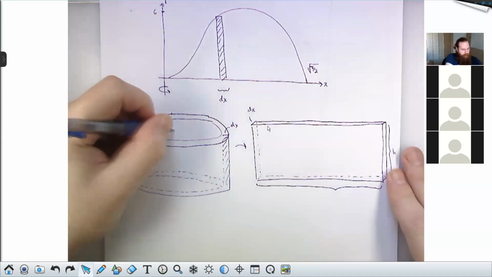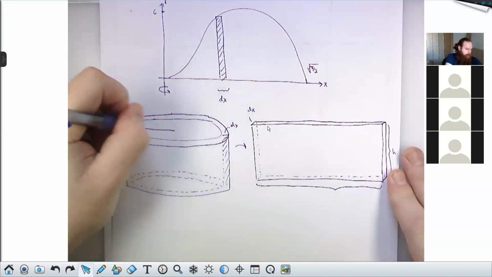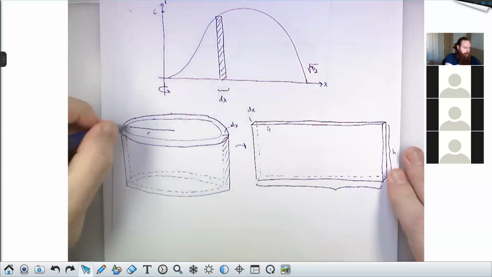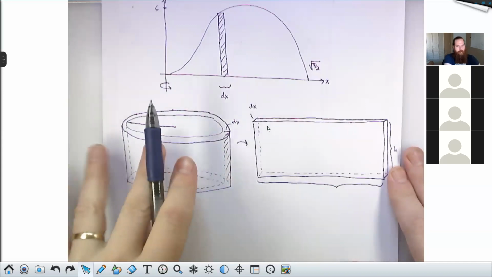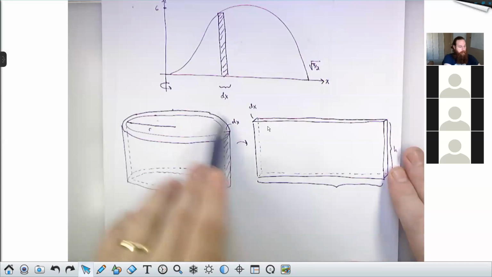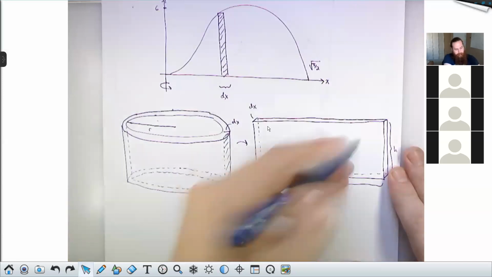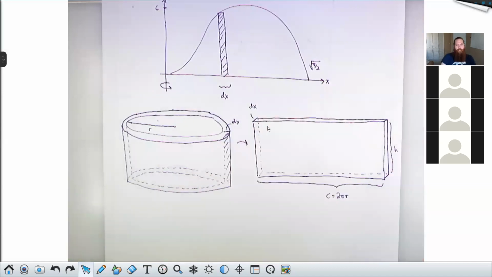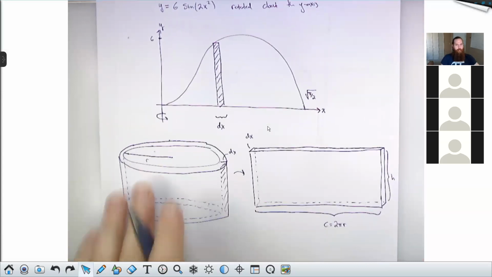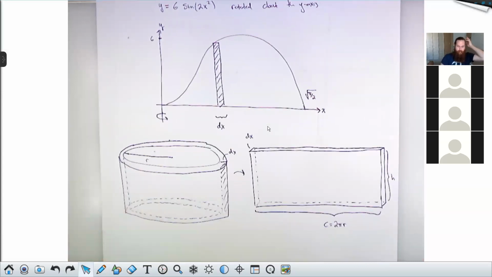That length is connected to this radius. If I cut this thing and unroll it, then this length is the circumference of this circle, which is 2 pi times the radius. Remember, that's how circles work. Their circumference is 2 pi r. And then we come up here and we have to figure out, well, what is h and what is r? So look at the formulas that I gave you at the start of class.